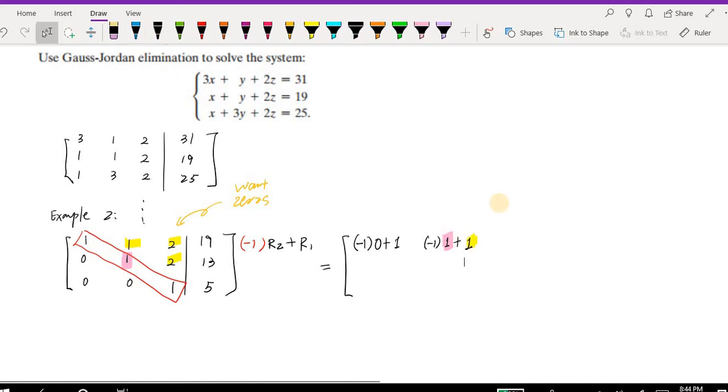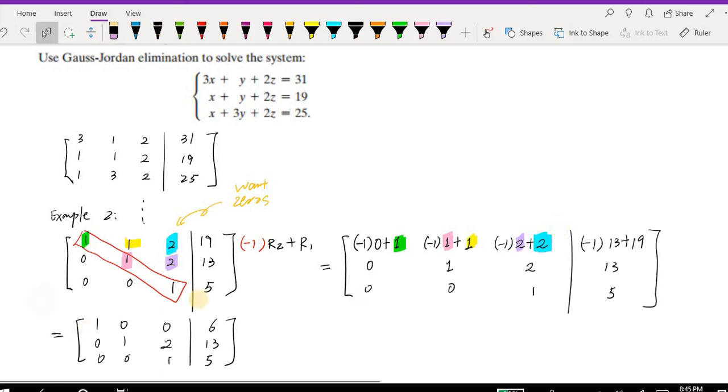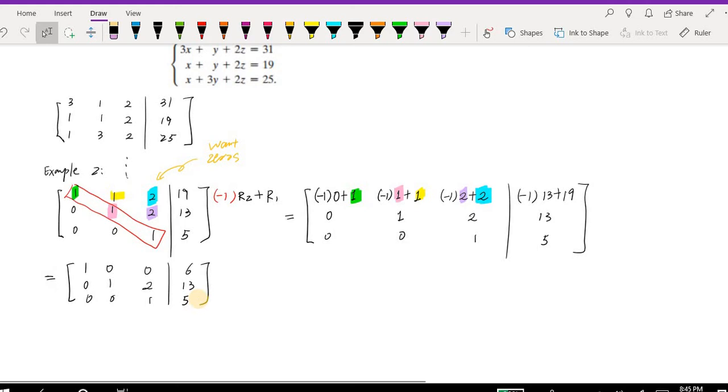Alright, and then we're going to do the same thing: -1, multiply row 2, which is a 2, and then we're going to add row 1, which is also 2. Maybe I'll change this color a little bit so that we can distinguish them. Then we're going to do the same thing to the last term. Okay, -1 multiply 13 plus row 1, that will be plus 19. Alright guys, all I did is simplify it really quick.